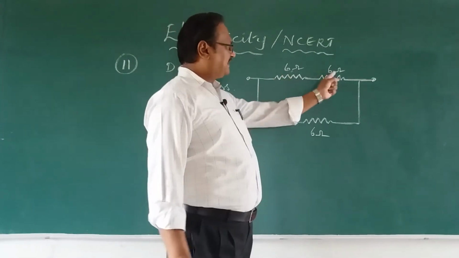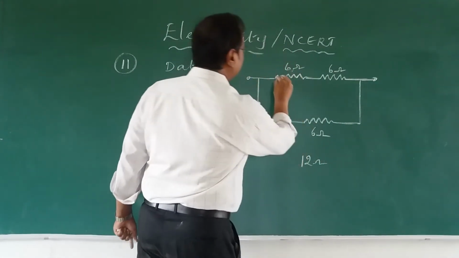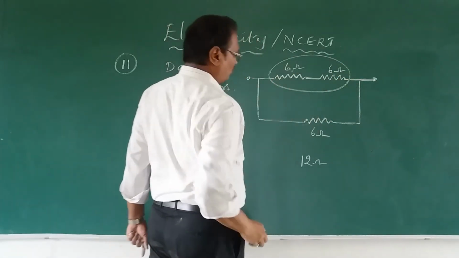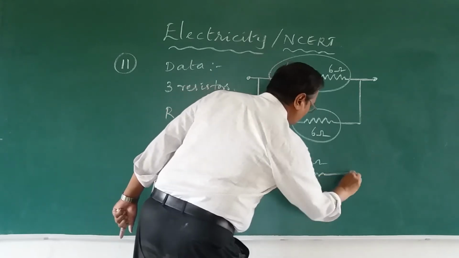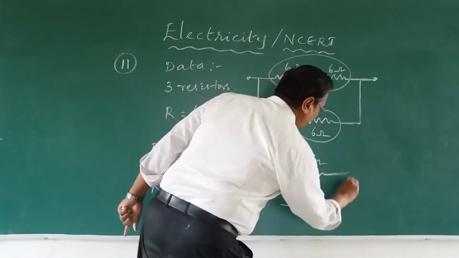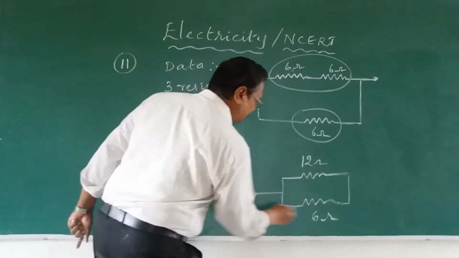Now, this is 6 plus 6, 12 ohms. And this is 6 ohms. Let me reduce it, this into 6 ohms. Now connect it like this.